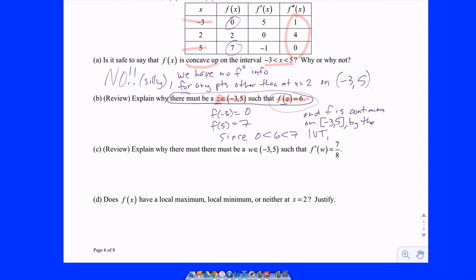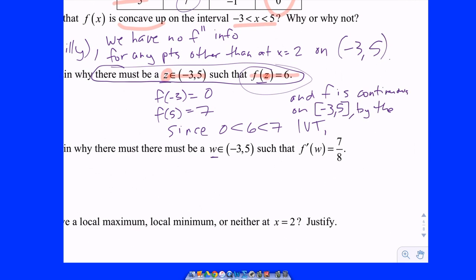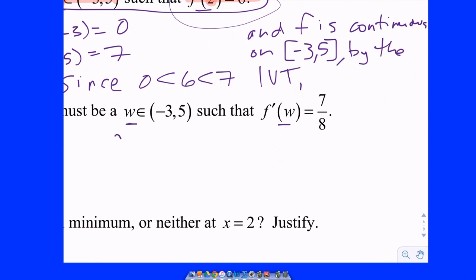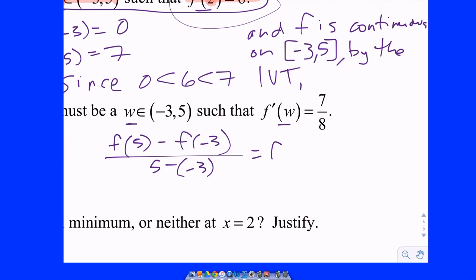Okay? Now, we're not going to be able to finish, but part C I think we can get. Explain why there has to be a W such that f prime of W is 7/8. When you're trying to prove a slope, in Algebra 1, mx plus b, it's the m, right? It's the French verb monter, to climb. So when you're trying to prove that a slope exists, you're going to use the MVT, okay? So the MVT then would say that f of 5 minus f of -3 over 5 minus -3 has to equal f prime of x for some x on the open interval.